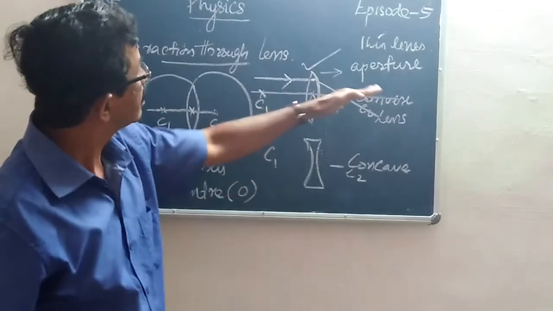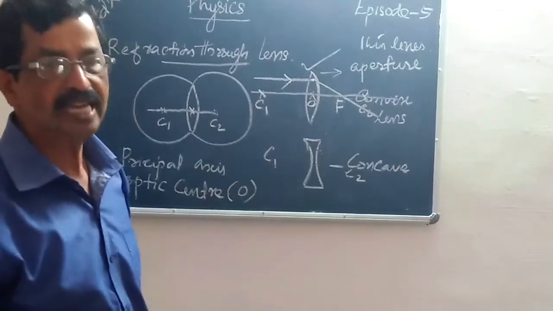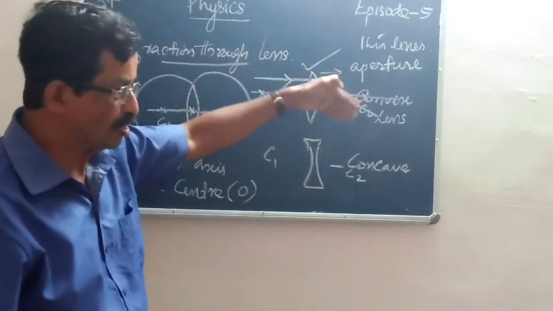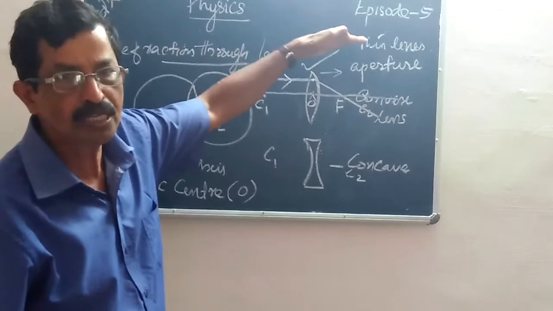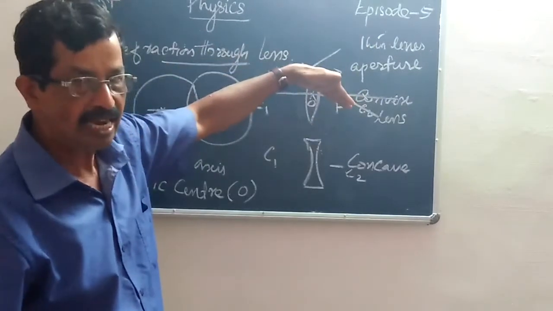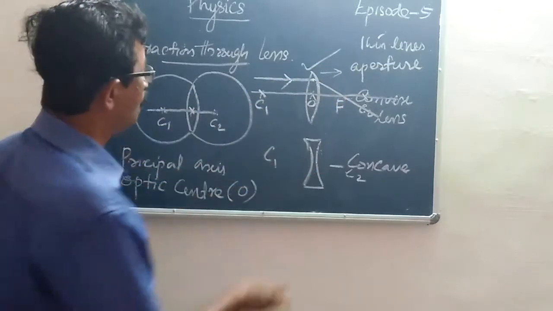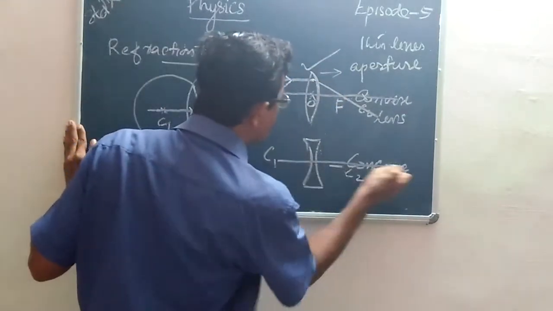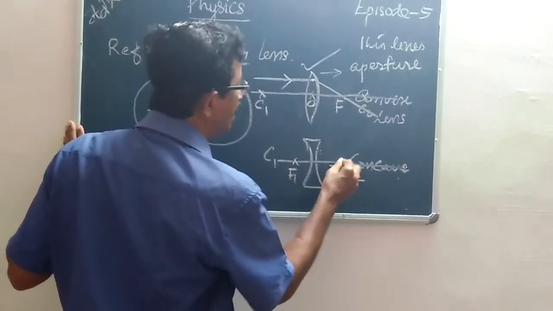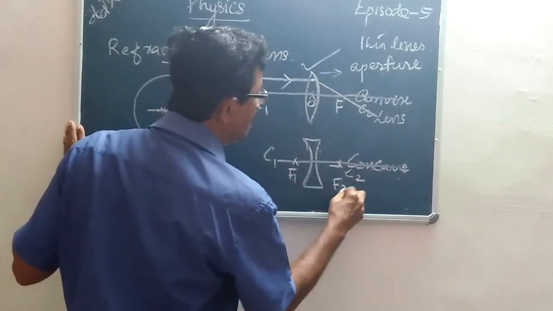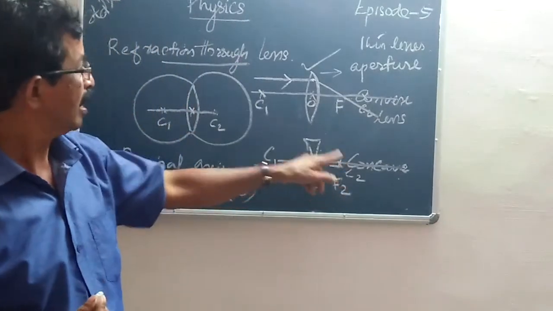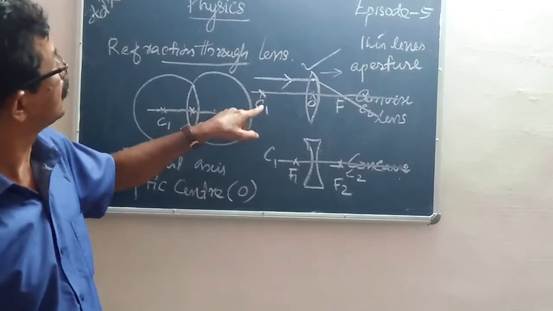So this convex lens has two principal focus. How many principal focus? Two principal focus for a convex lens. Similarly, for a concave lens also, there are two principal focus. One we can take as F1, and another one we can take as F2.